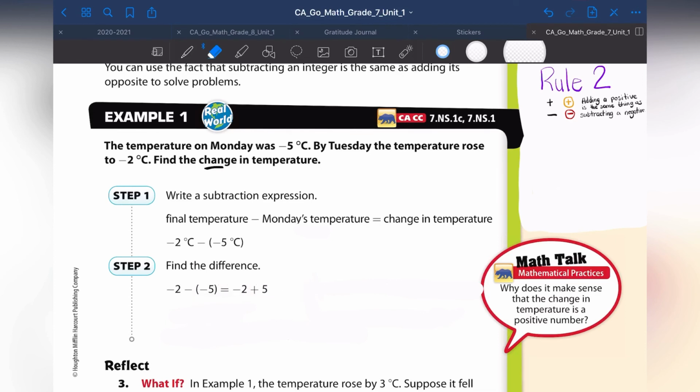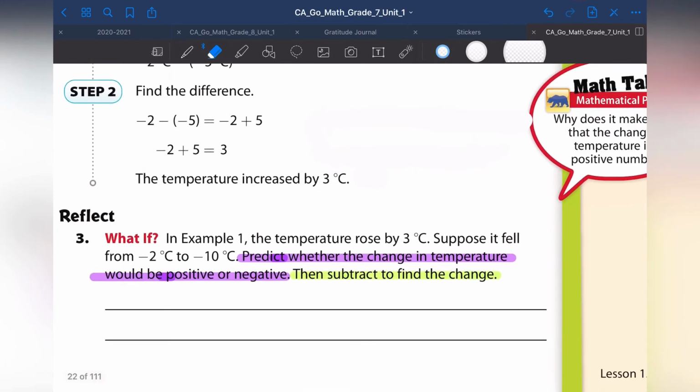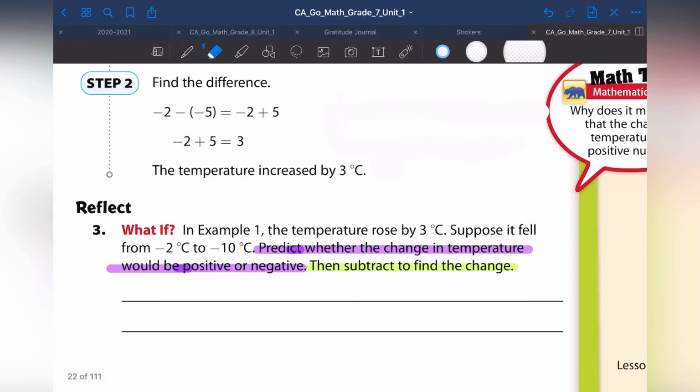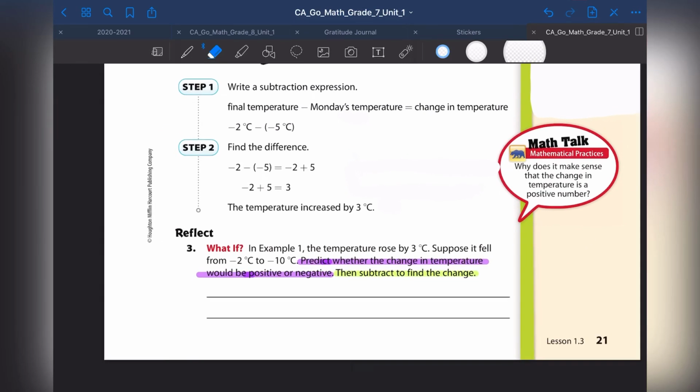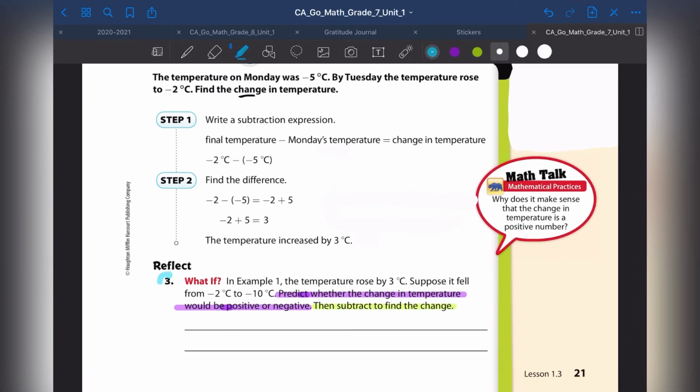Step 2, find the difference. So we have to find the opposite because we said that subtracting a negative is the same as adding a positive. The temperature increased by 3 degrees. What if, in example 1, the temperature fell by 3 degrees. Suppose it fell from -2 degrees to -10 degrees. Predict, remember predict means an educated guess based on what we learned, not just randomly, whether the change in temperature would be positive or negative, and then subtract to find the change. That you will be doing on your own.